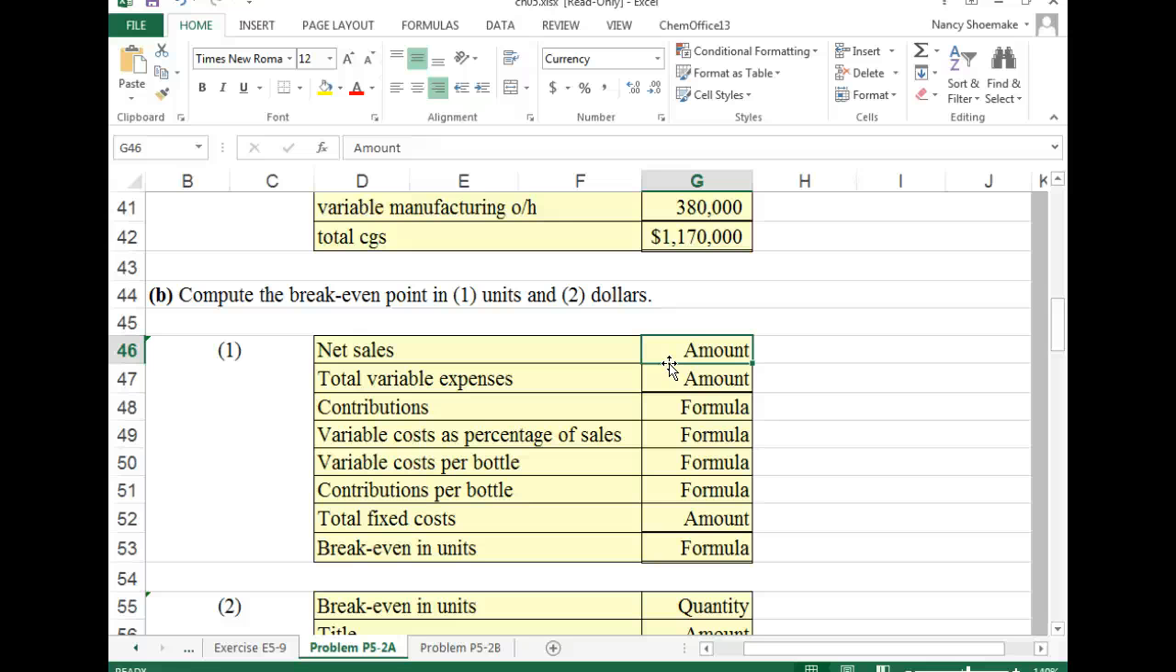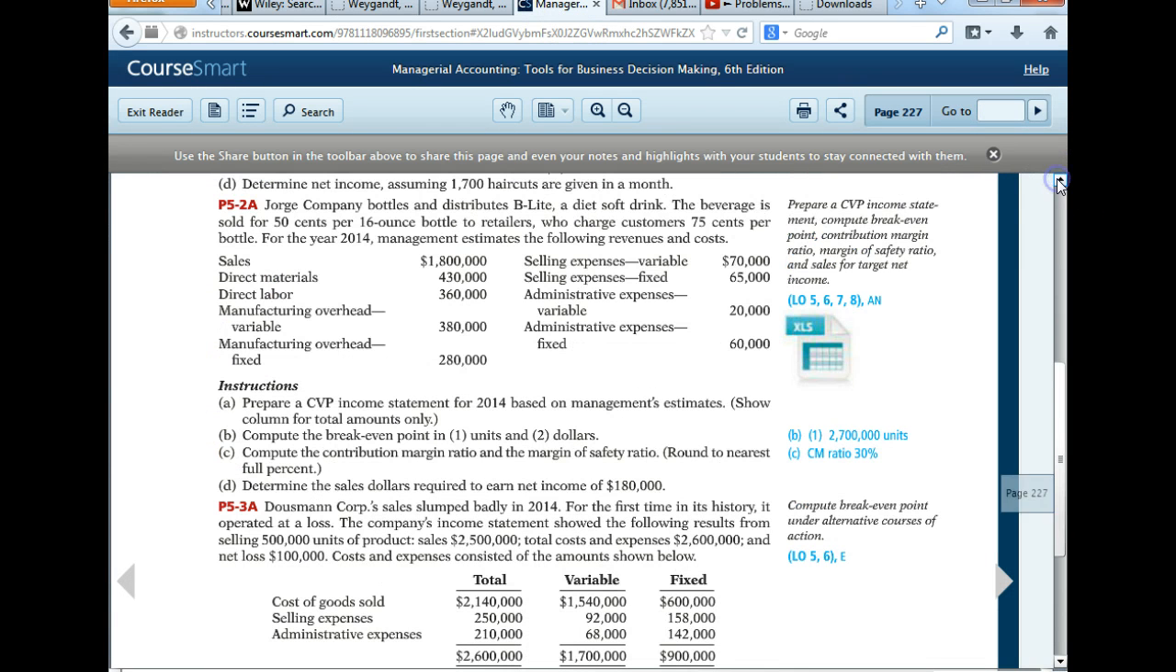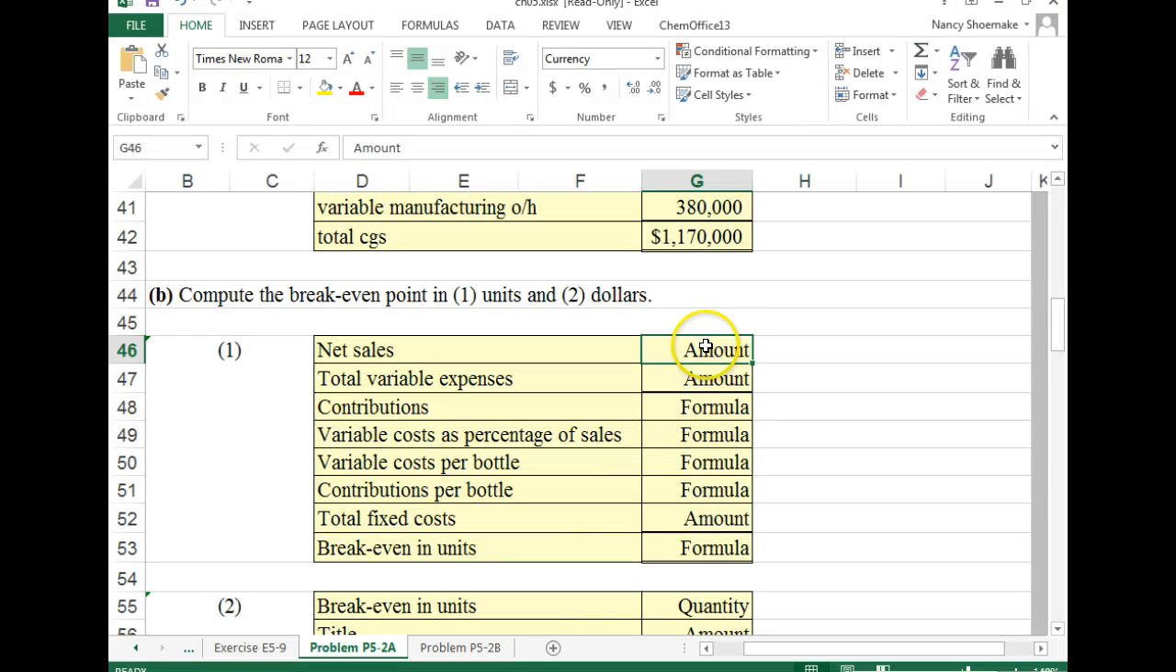Yes. So does it tell us what our net sales needs to be here? Let's look here. Go back. You see our net sales is going to be 1,800,000. So it tells us that. So we're going to start by our net sales of 1,800,000, right? And then what are our variable expenses? Does it tell us it's a percent of sales?